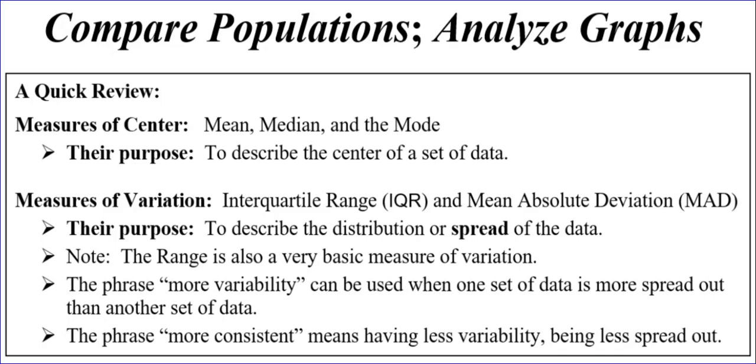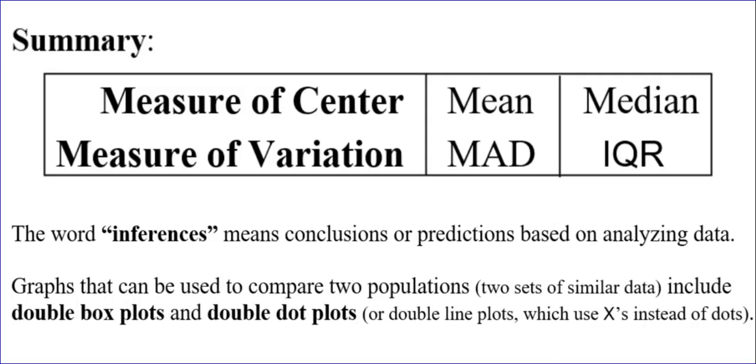Now, there's some more vocabulary you should be familiar with. The phrase more variability can be used when one set of data is more spread out than the other set of data. The phrase more consistent means having less variability, which means being less spread out. Now, quick summary. If your measure of center is the mean, then you're going to use the mean absolute deviation as your measure of variation. However, if your measure of center is the median, which by the way, box plots, that's the way it's always going to be, then the interquartile range will be your measure of variation.